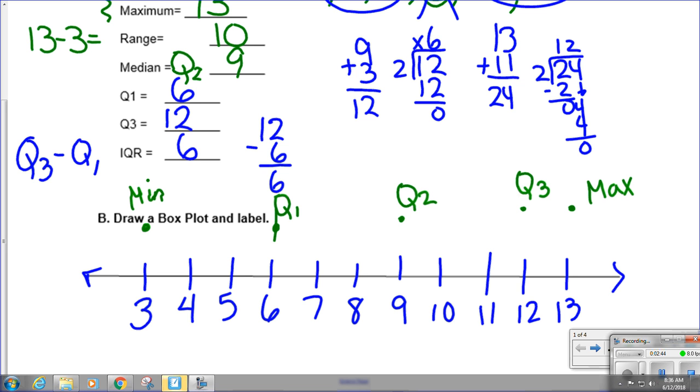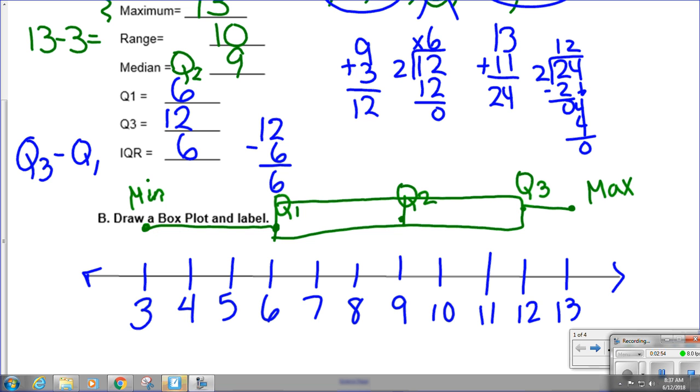Creating your box, you go from Q1 to Q3 with a line drawn down at Q2 and whiskers from the Q1 to the min and the Q3 to the max. Okay, and then yes, label your 25%. You can put them inside the box, it's okay, or above it.